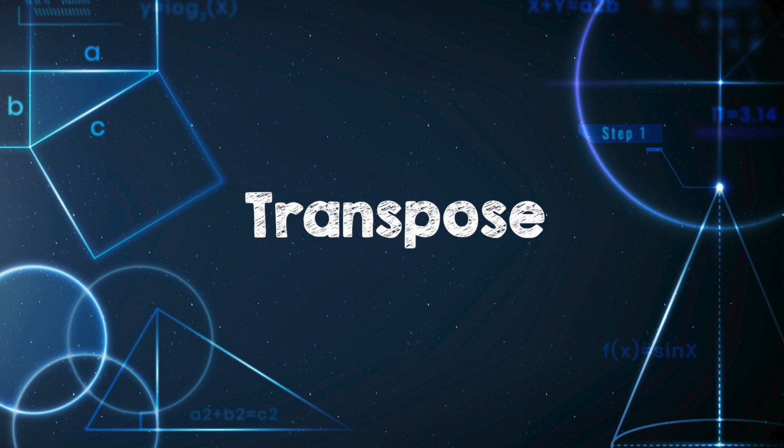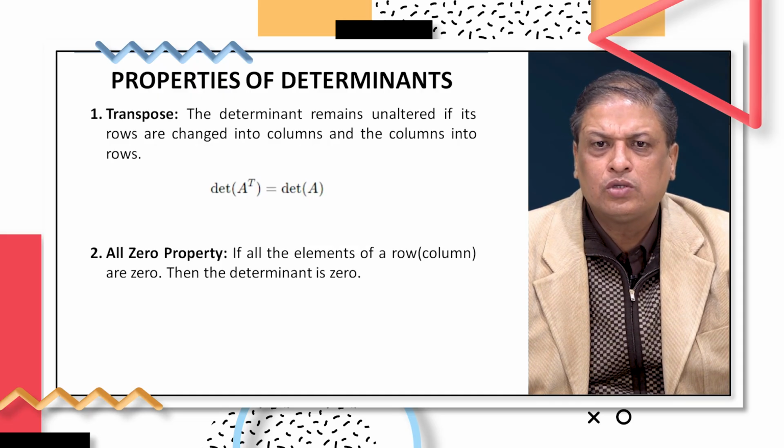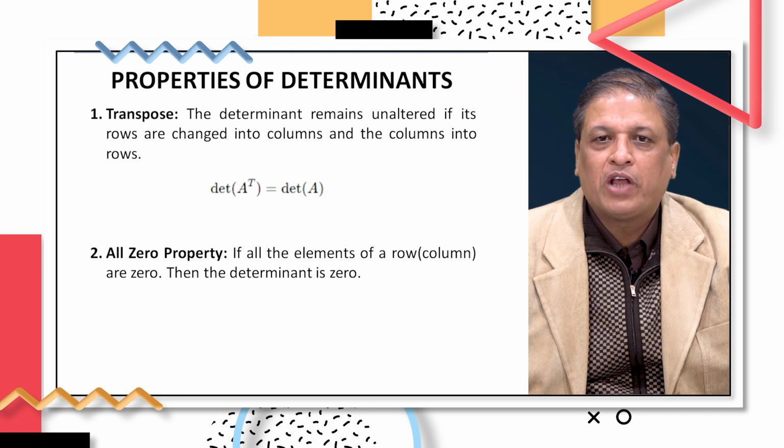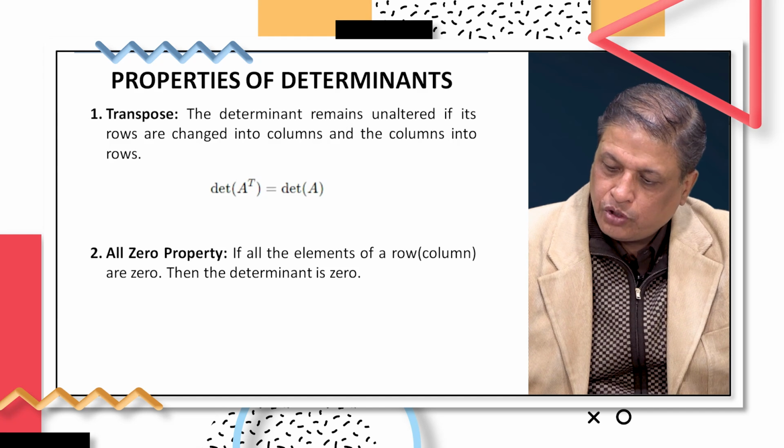So to begin with, let's understand the properties of the determinants. There are different properties of the determinants. Likewise, we have the transpose property, all zero property, proportionality property. So we will discuss all these properties one by one. Now, the first property is the transpose property, which says that the determinant remains unaltered if the rows are changed into the columns and the columns are changed into rows. That means a transpose is when we interchange rows into columns.